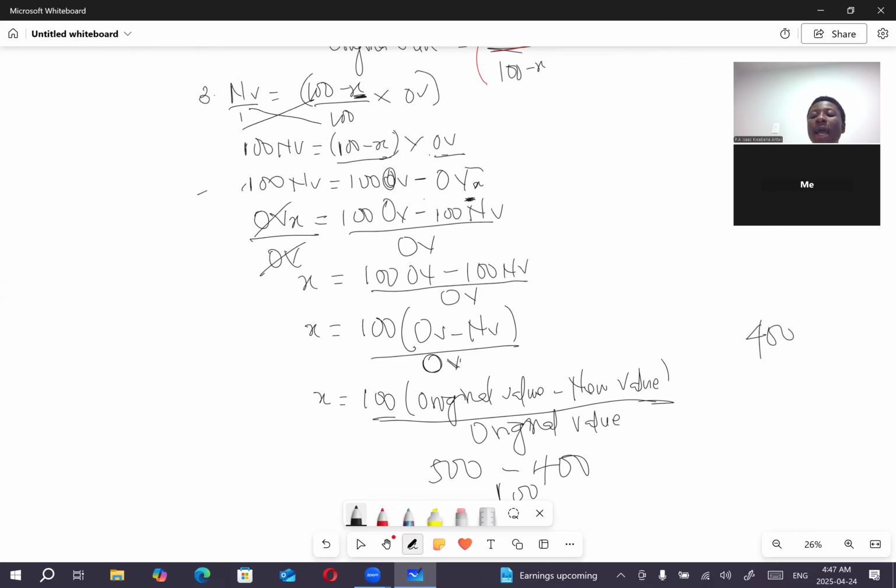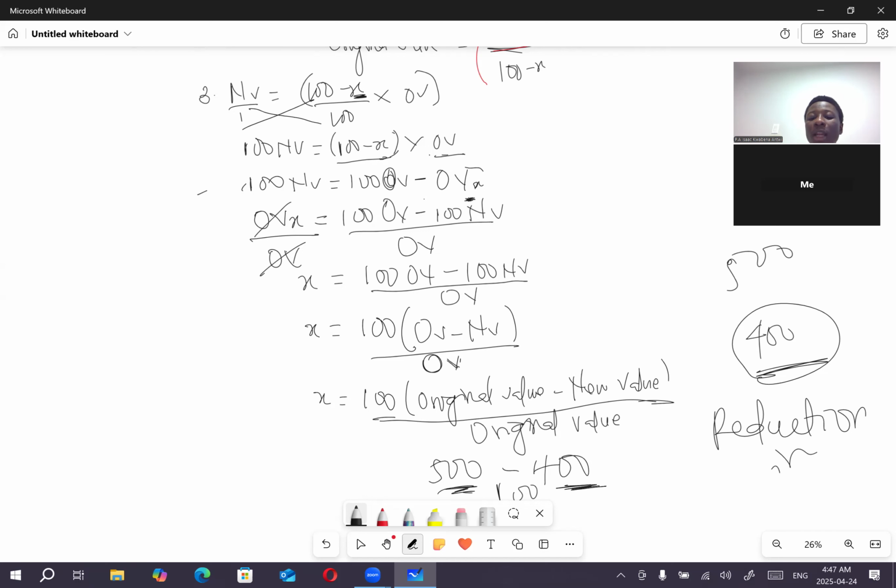Okay, I said I had 500 cedis. When I came, the new money in the wallet is 400. What is the reduction in value? Is it not 500 minus 400? Meaning the money has dropped by 100. So you can see that to investigate the reduction in value, it's all about 500, which is the original value, minus 400, which is the new value.